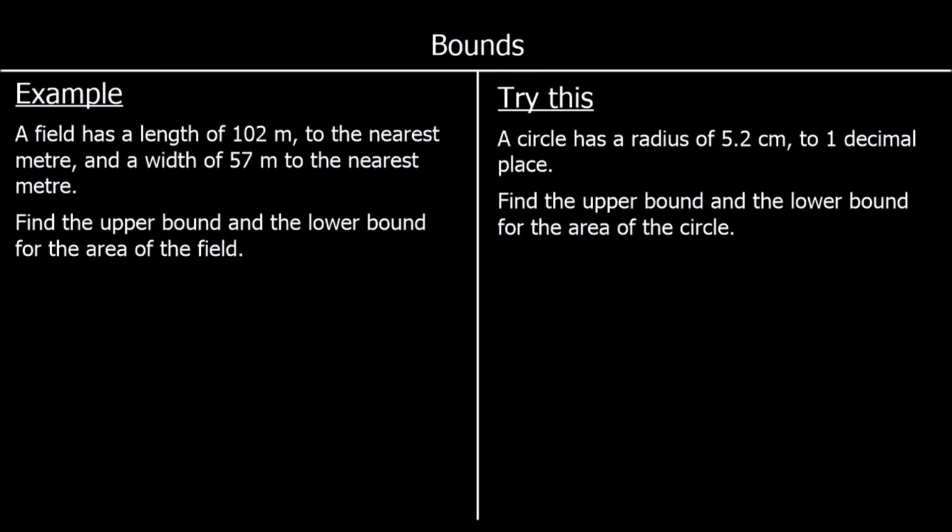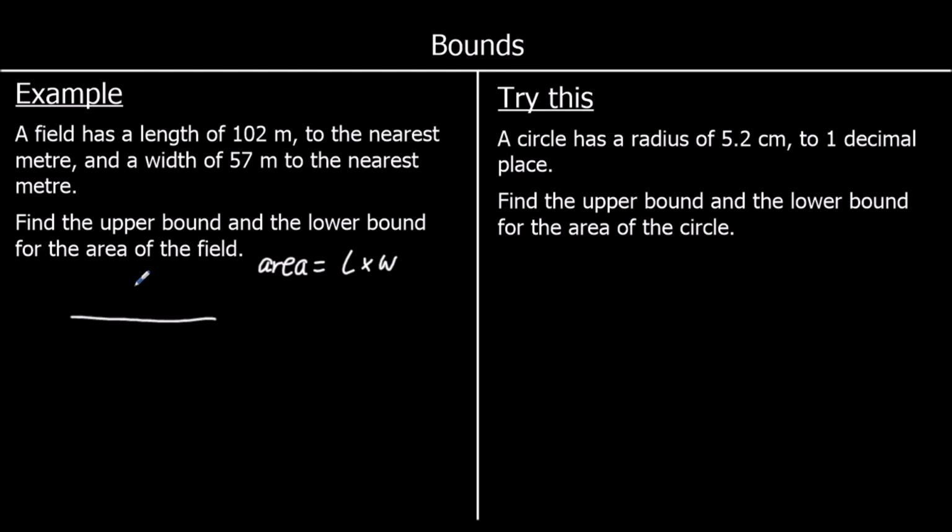So let's take a look at a bounds question. A field has a length of 102 meters to the nearest meter and a width of 57 meters to the nearest meter. Find the upper bound and the lower bound for the area of the field. So the area of a rectangle, let's assume it's a rectangle, is going to be length times width. And to work out the bounds, we need to work out the upper bound and the lower bound of the inputs into the calculation.